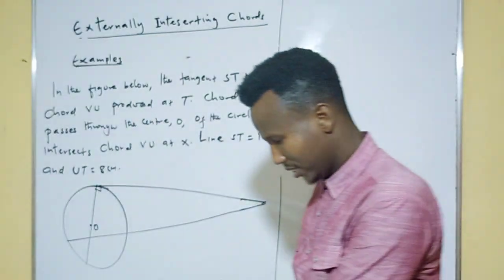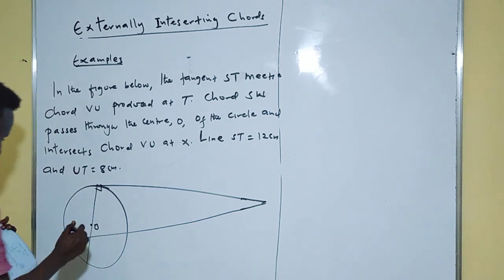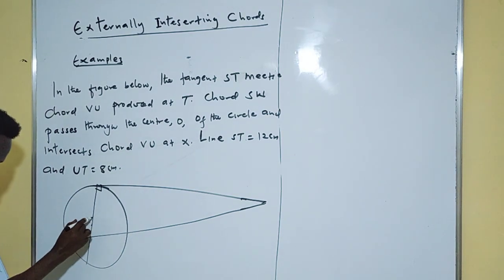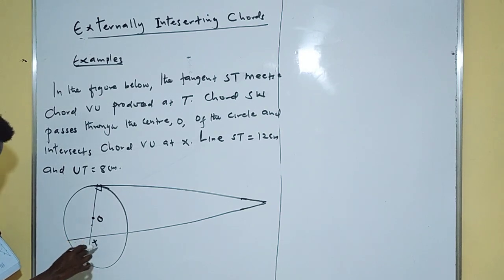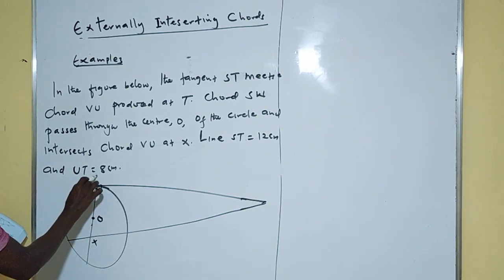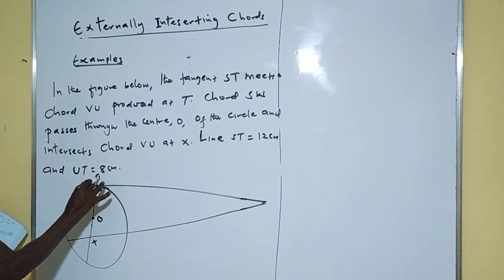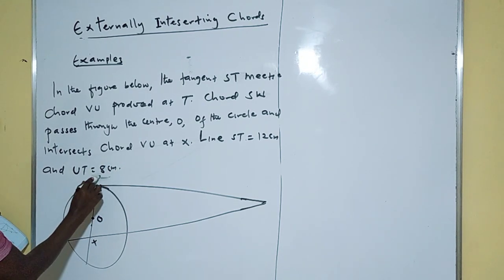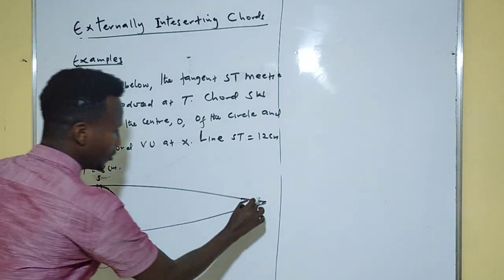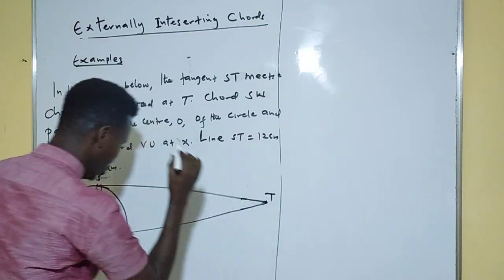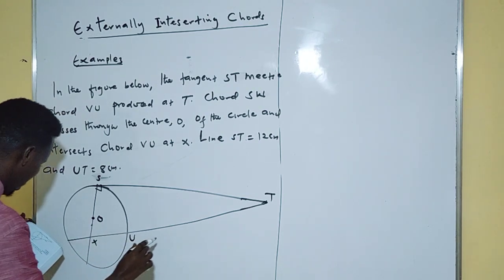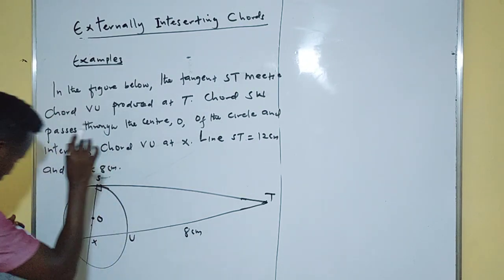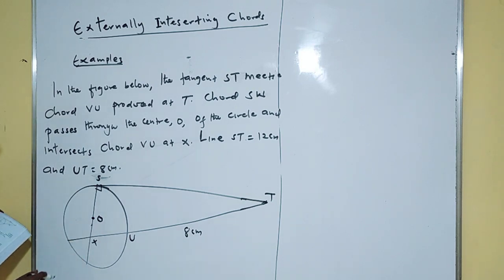Just understand that. This is O. Let's say this is O as the center. Then we have X. Remember, this information is given. This is point S. And this is T, because you have the information. This is U. Here is 8 centimeter. Then here we have VW.